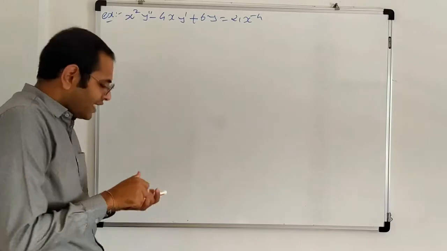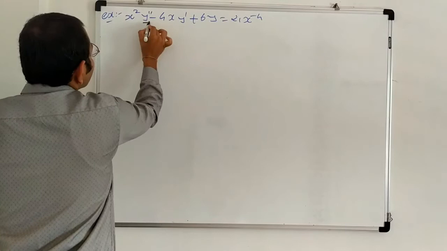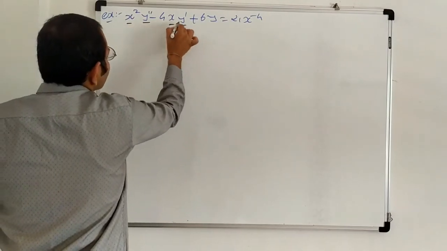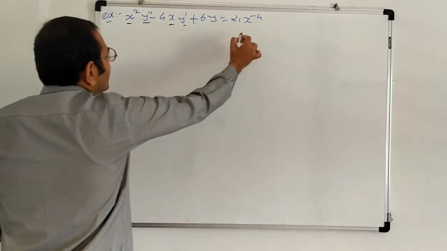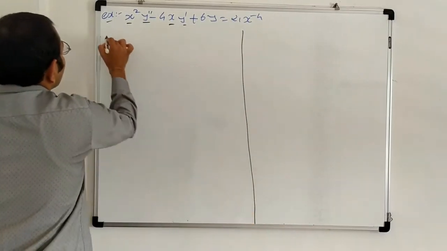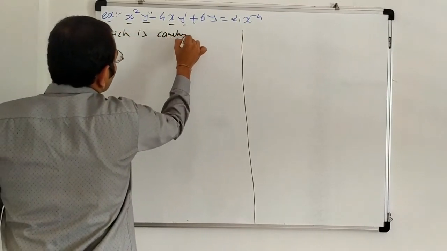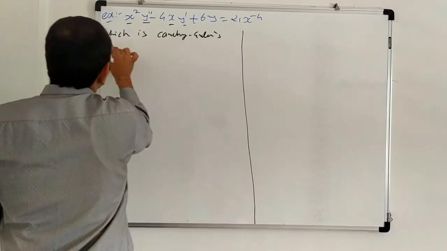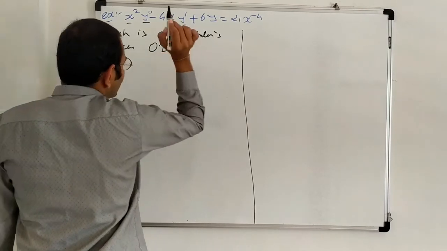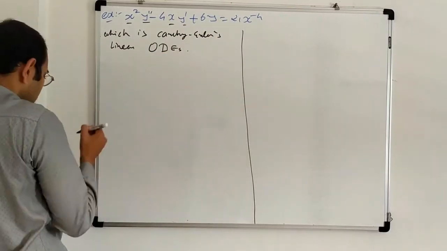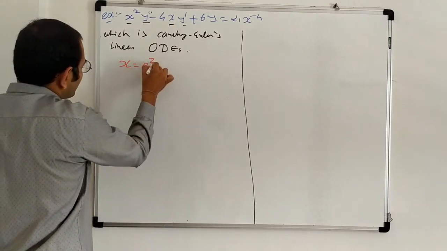First of all, we identify whether it is Cauchy Euler's or not. Second derivative is multiplied with x square, first derivative is multiplied with x. If the third derivative is present and multiplied with x cube, then we can say that the given differential equation is a Cauchy Euler's linear ordinary differential equation. Then in this method, first of all, we assume x equal to e raised to z.